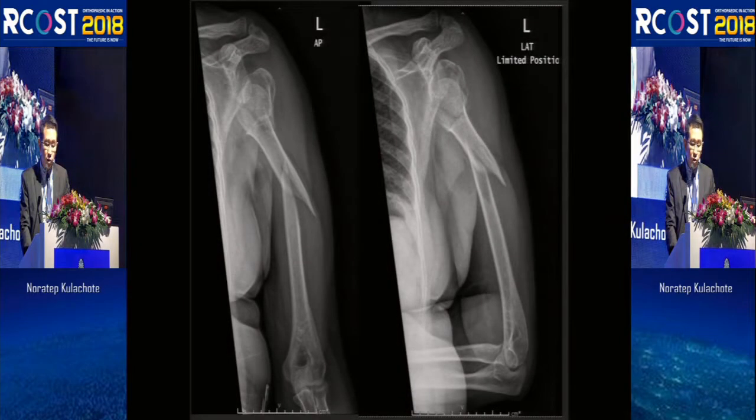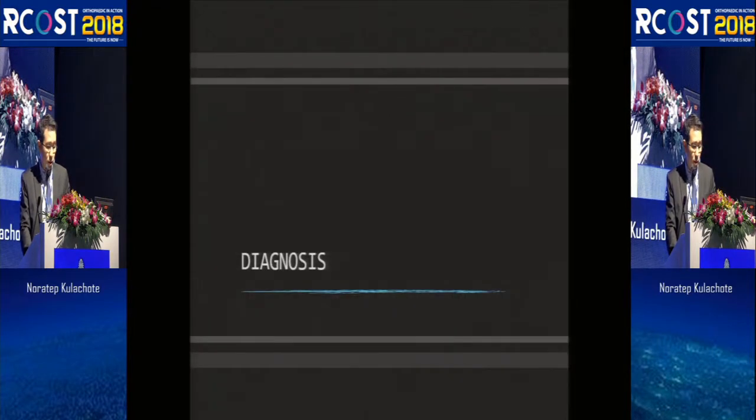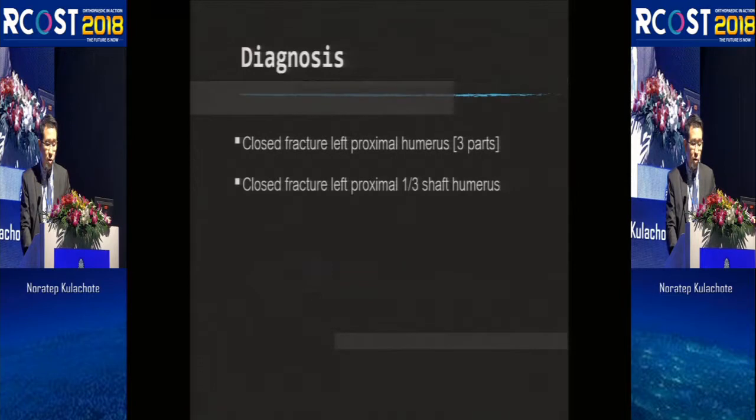And this is the full-length X-ray. From the X-ray, it's very difficult to locate the fractures, especially at the proximal humerus. So I sent the CT scan. So we can locate the fracture, which happened at the surgical neck of the humerus, and the greater tuberosity is broken into many pieces, and there is no split or impression fracture at the humeral head. So the diagnosis of this case is a proximal humerus fracture, Neer's three-part classification, and a fracture at the proximal 1/3 of the humerus.